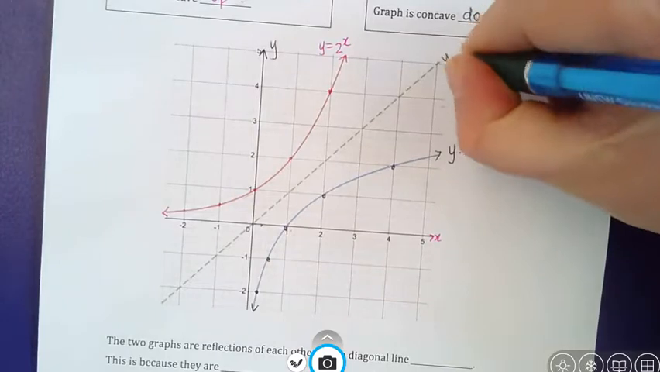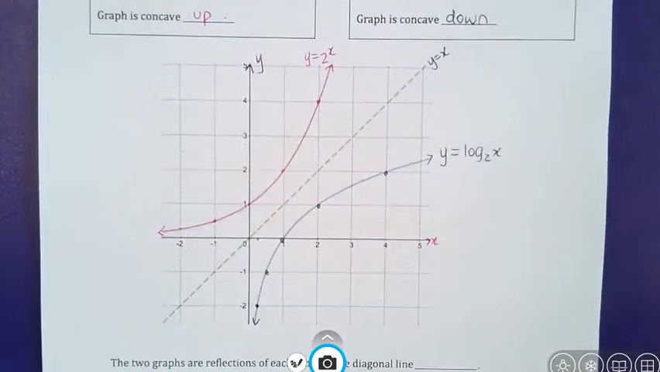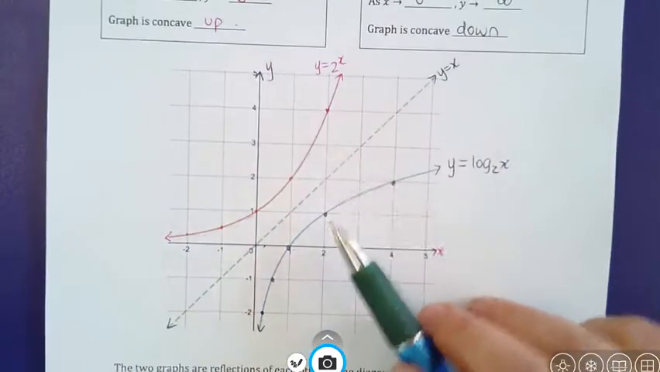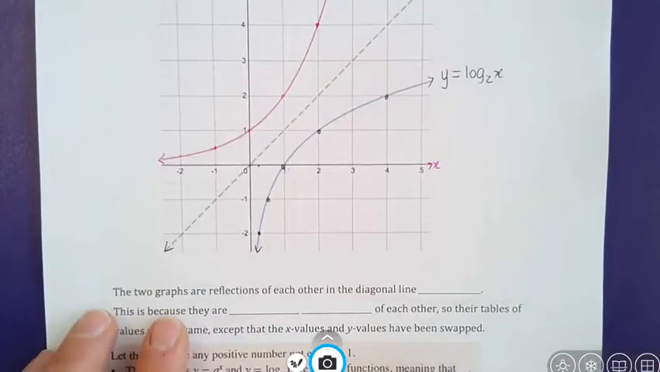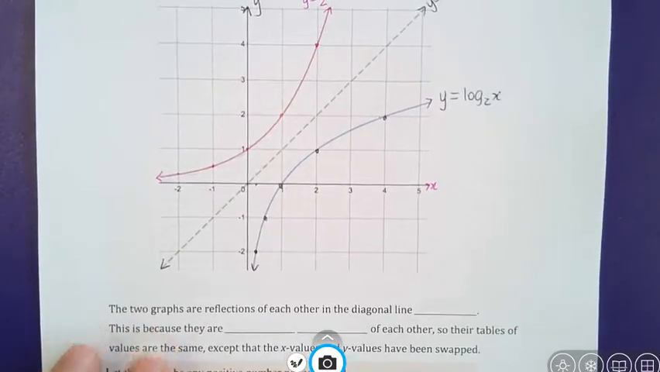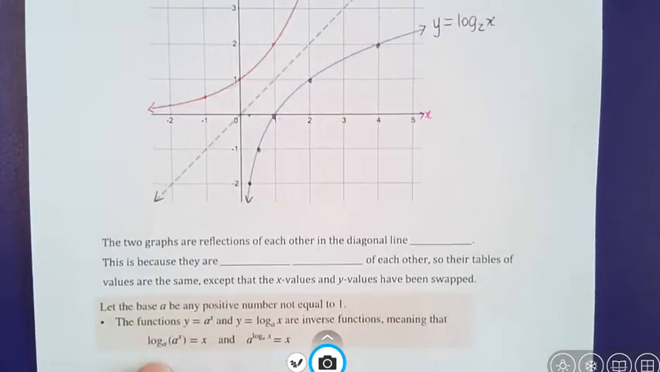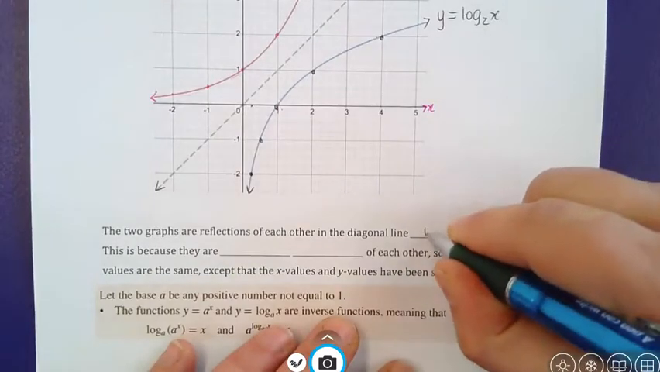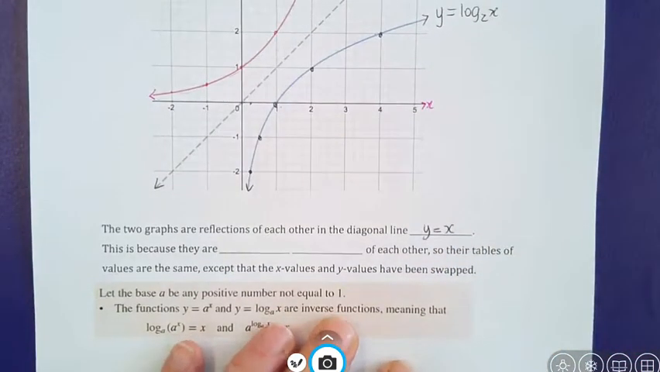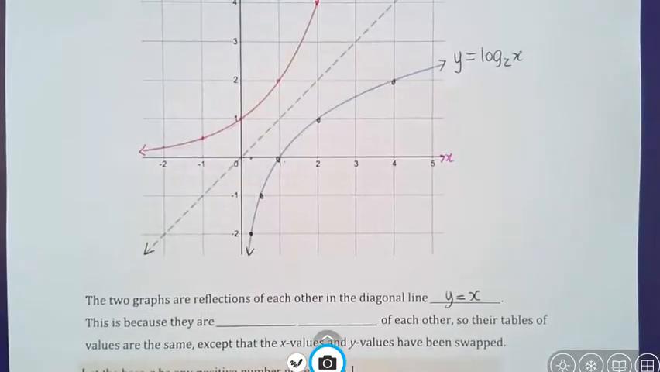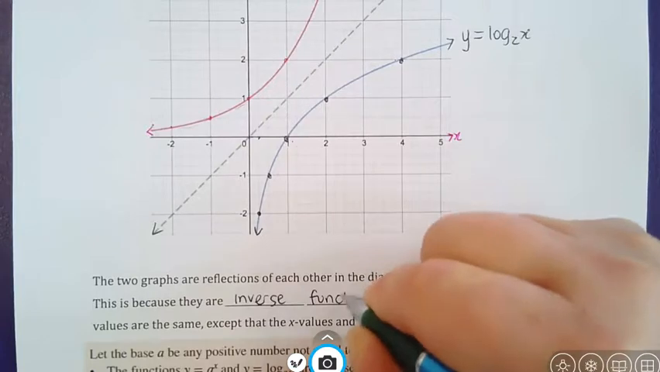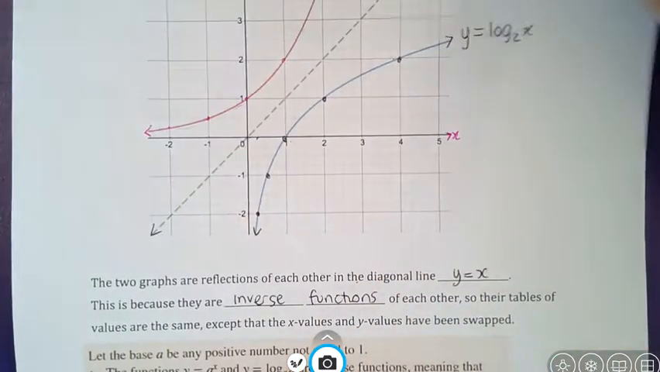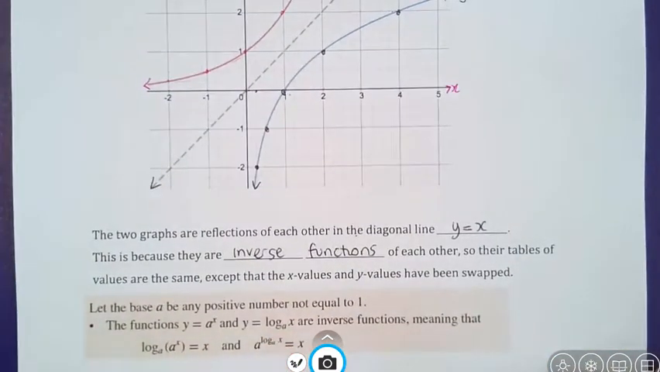Yeah. So y equals 2 to the power of x and y equals log to the base 2 of x are called inverse functions. So the two graphs are reflections of each other in the diagonal line y equals x. This is because they are inverse functions of each other. So their tables of values are the same except that the x and y values have been swapped.